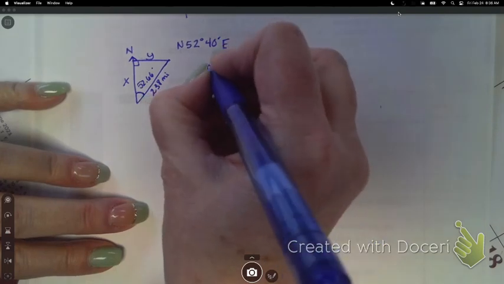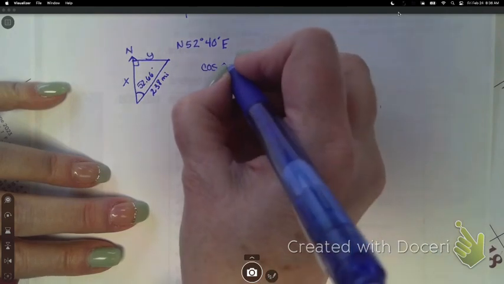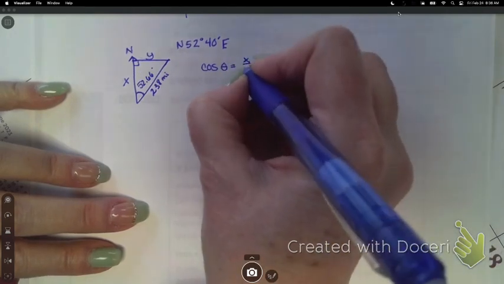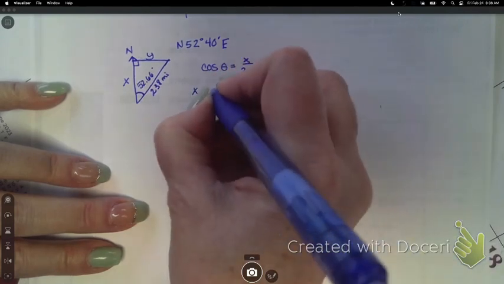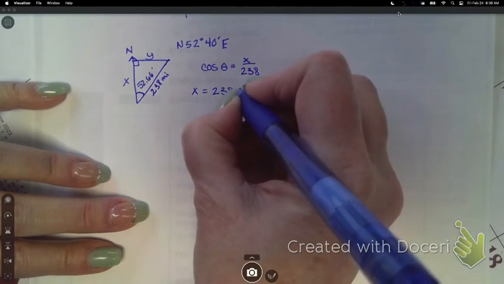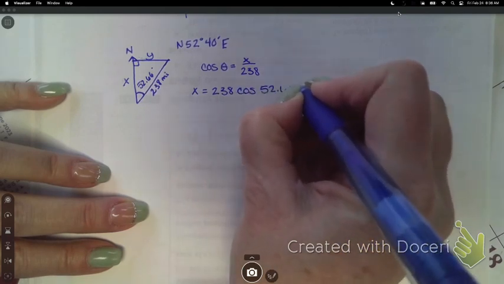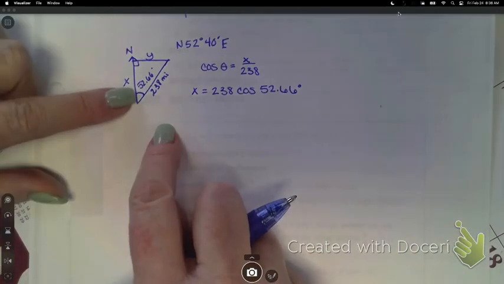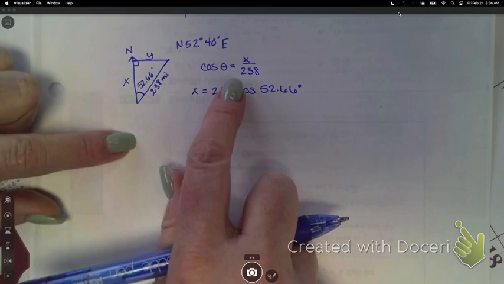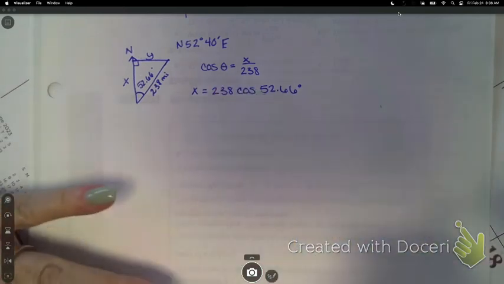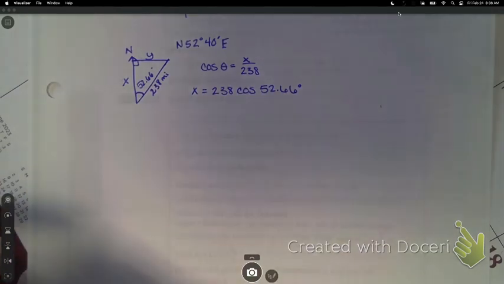So the cosine, I'm going to write cosine of theta because I don't want to keep writing that every time, equals X over 238. So X is going to equal 238 times the cosine of 52.66. And I'll do that a lot, guys. If I'm going to have to manipulate an equation a whole bunch, I'll just write theta. Don't touch your calculator till you're done with your problem. Are you done with the problem yet?